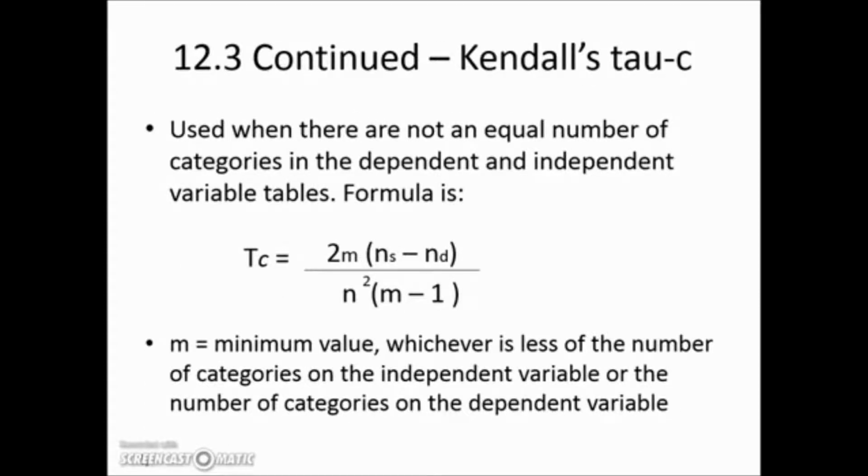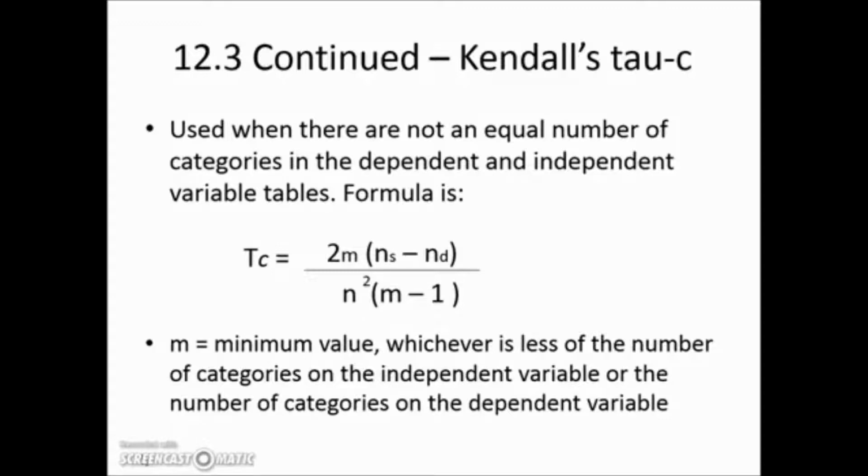When the independent and dependent variables do not have the same number of categories, the variant known as Kendall's tau C should be used instead of tau B. Kendall's tau C adjusts for the number of categories and is designed to reach a max of 1 for variables with different numbers of categories. Therefore, Kendall's tau B should be used for an equal number of categories and tau C for when they are not the same.